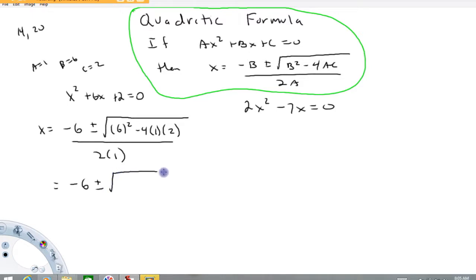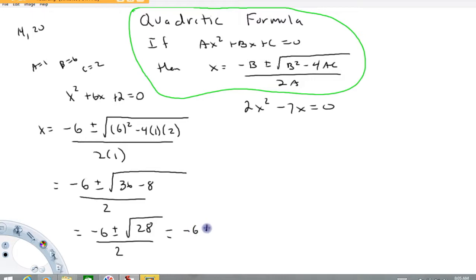All right, inside that radical, 6 squared is 36, and then we're going to have minus 16 over 2. Then we'll simplify this further. 36 minus 16 is 20, and then all over 2. Now 20 is not a perfect square, but it's divisible by 4. 4 times 5. 4 is a perfect square.